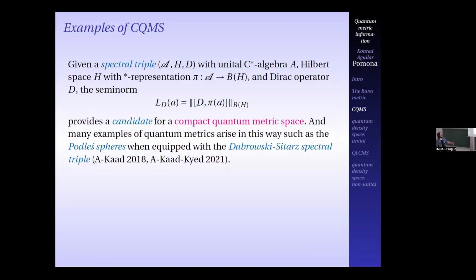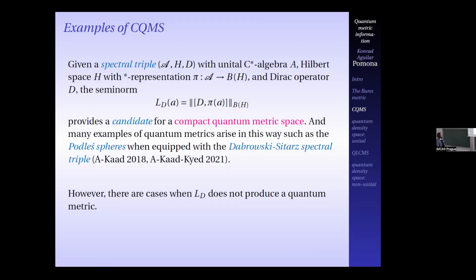Some examples. Again, Otter mentioned this. You can get examples. So again, the spectral triples give you a candidate. I just mentioned some examples with Jens, the Polish spheres, and then this other paper just mentions further results where we show convergence of Polish spheres to the sphere.